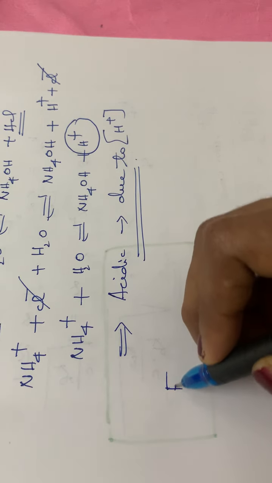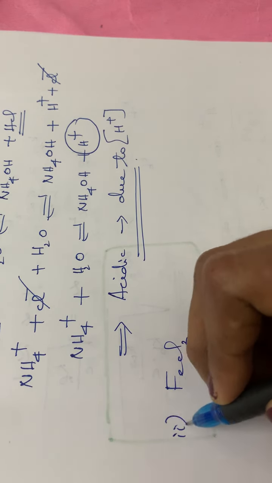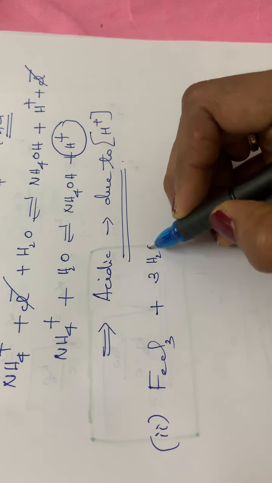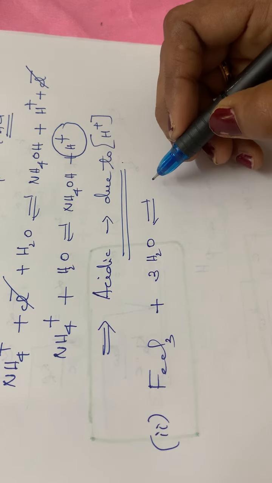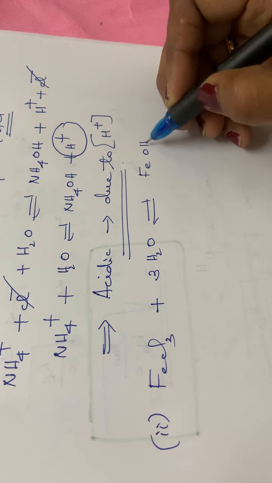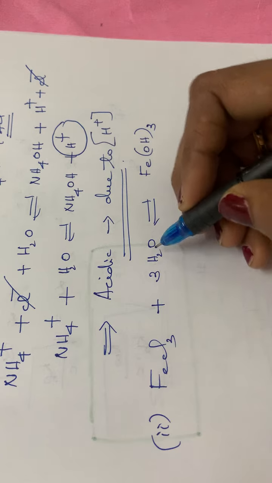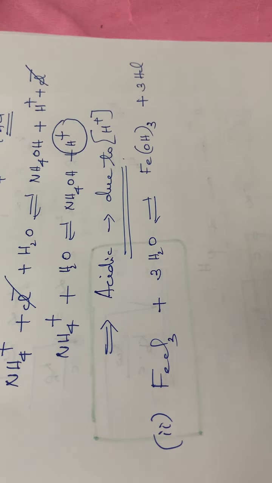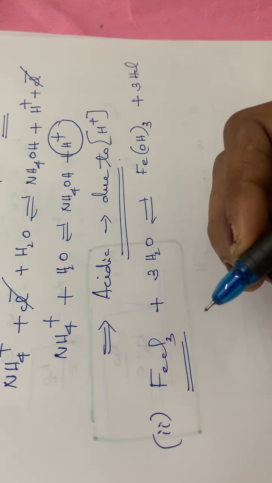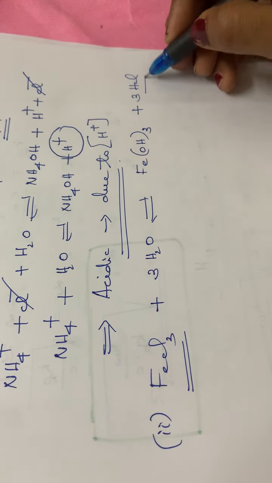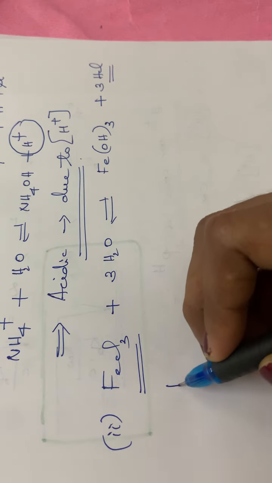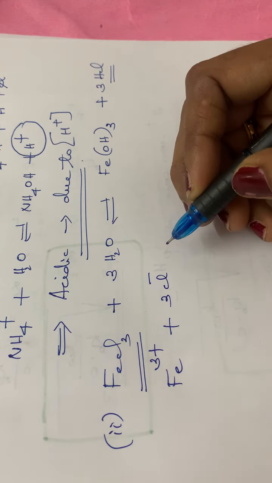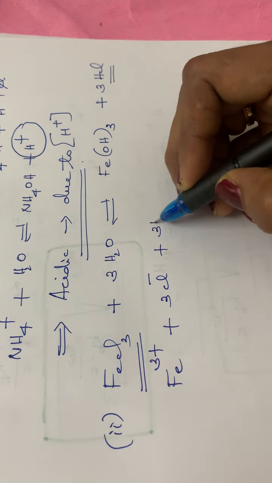Then another example, that is ferric chloride. Second example, ferric chloride, FeCl3. So FeCl3 will be reacting with water to form ferric hydroxide, Fe(OH)3, plus 3 HCl. So here the complete ionization will be of the salt as well as the acid, isn't it? So FeCl3 will be ionizing as Fe3 plus plus 3 Cl minus plus 3 H2O.